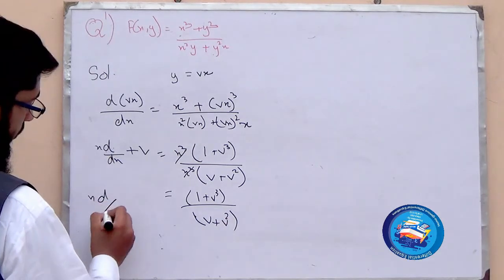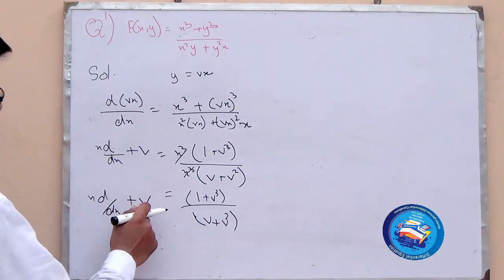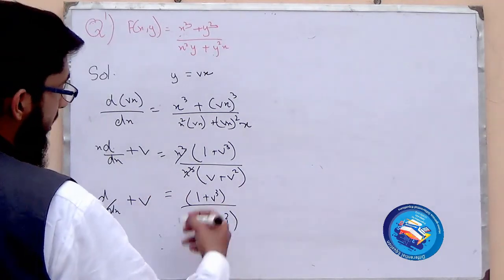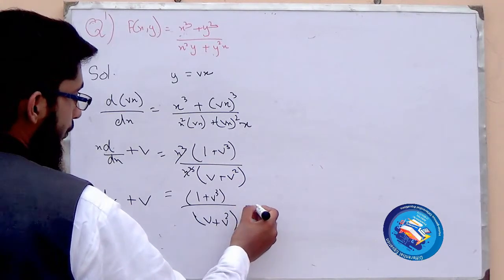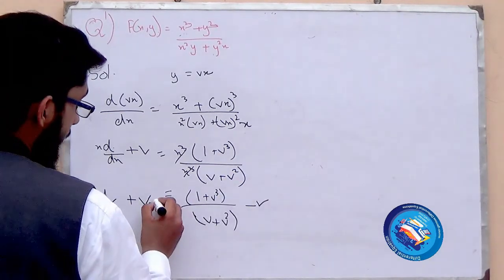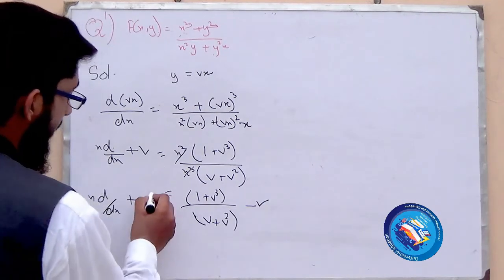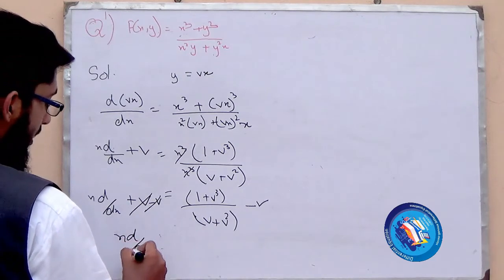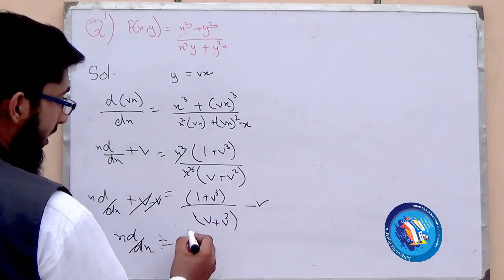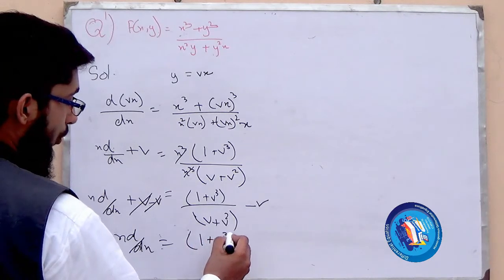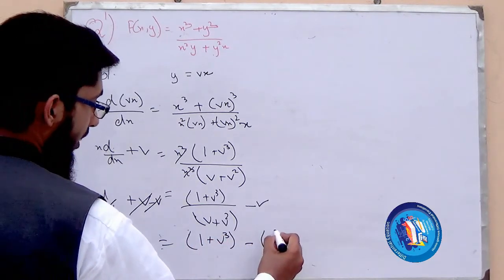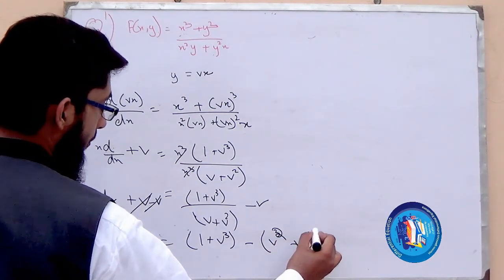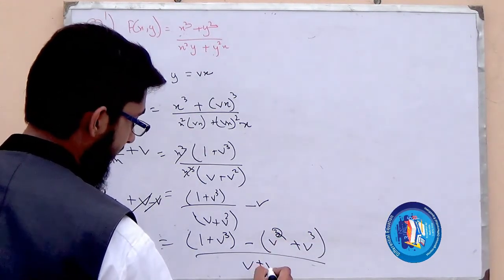For removing this, we need to add or subtract something on both sides. So we add minus v on both sides, and we will get minus v, and positive v will be struck off, and x dv over dx will remain. So here will be the solution: (1 plus v cube minus v cube minus v square) over (v plus v square).